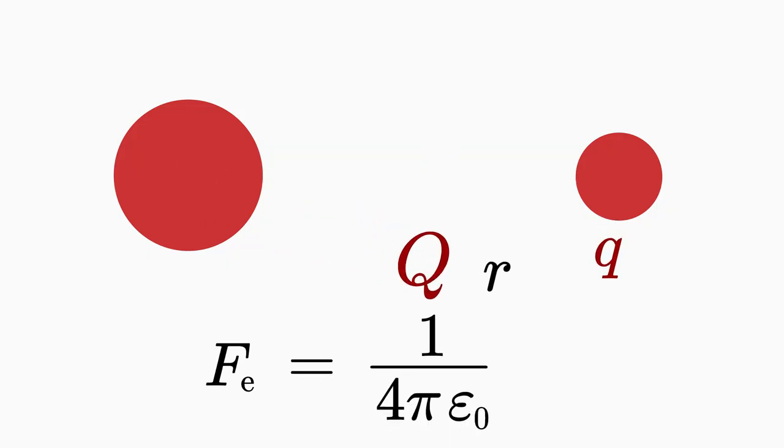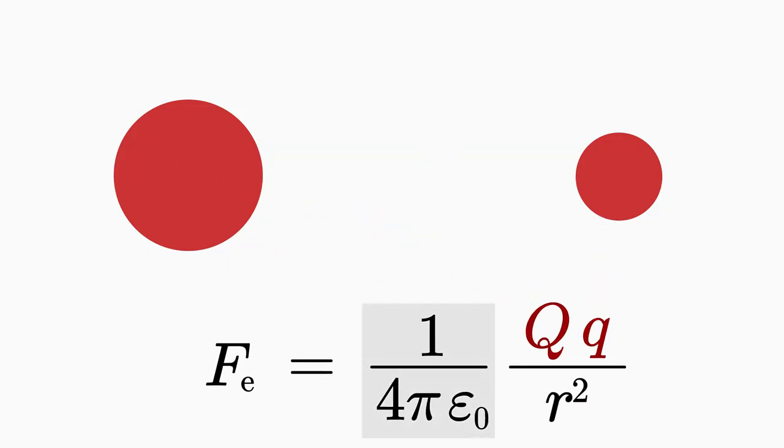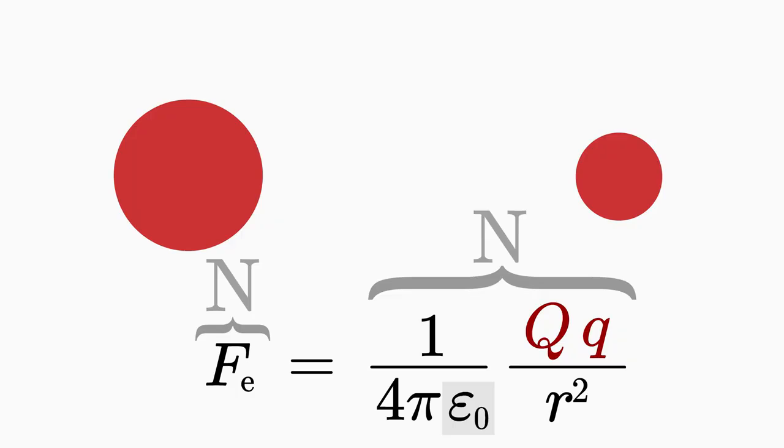Consider a large electrically charged sphere with a charge capital Q and a small sphere with a charge small q. The electric force between these two spheres, which are at a distance r from each other, is given by Coulomb's law. Here, 1/4 pi epsilon 0 is a constant prefactor with the electric field constant epsilon 0, which provides the right unit of force, the unit Newton.